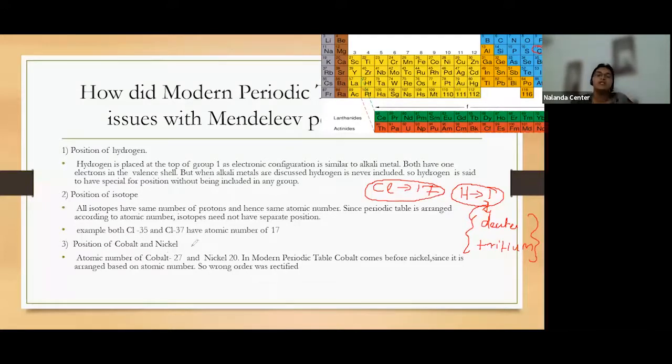Now, the position of cobalt and nickel got adjusted. Why? Because the atomic number of cobalt is 27, and the atomic number of nickel is 28. They were arranged properly and the wrong order got rectified in this case. All right, so this is regarding the modern periodic table.